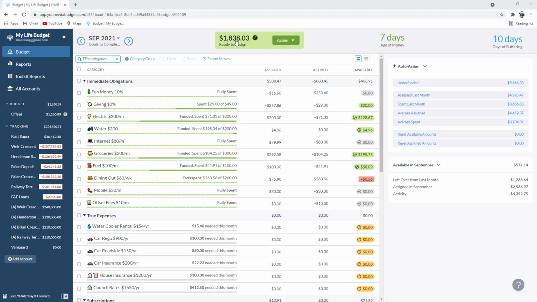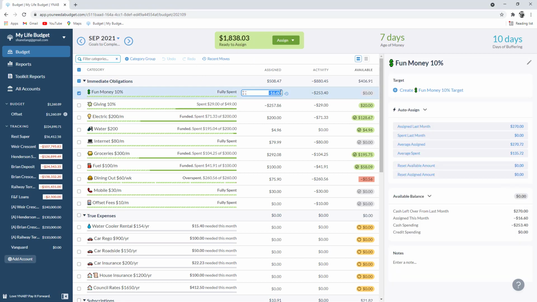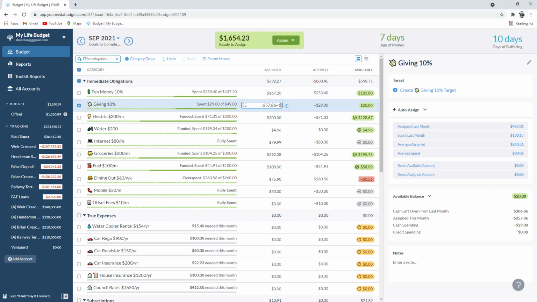So, $1,838.03, I'm going to take out 10%. I'm going to put it into my fun money. So what's that? $183.80. Oops, I need to make sure there's a decimal, otherwise it's going to give me way too much.